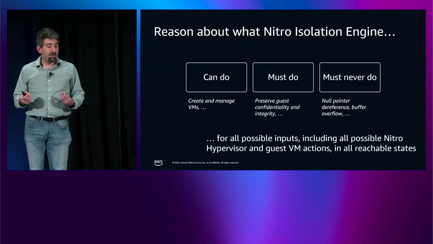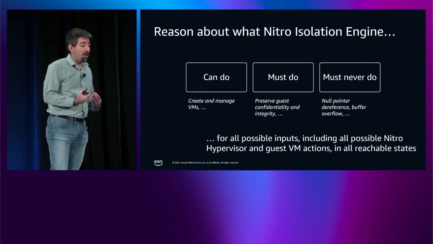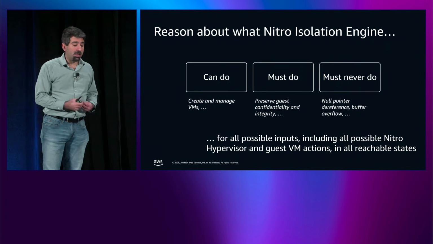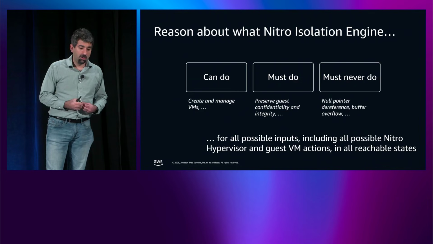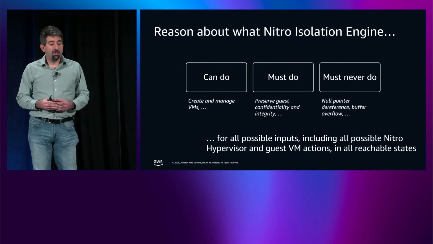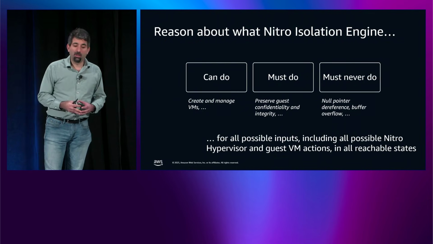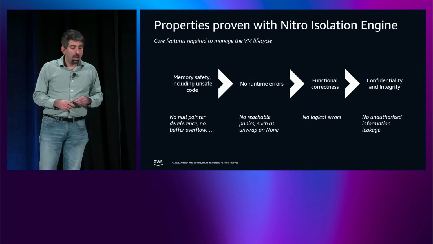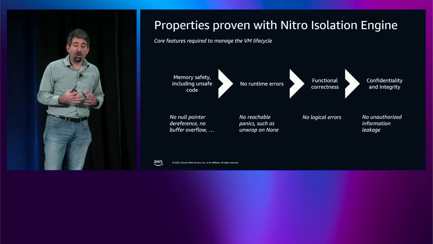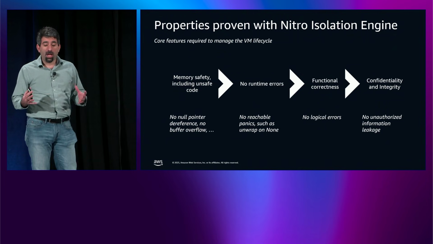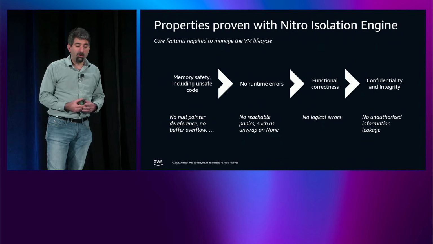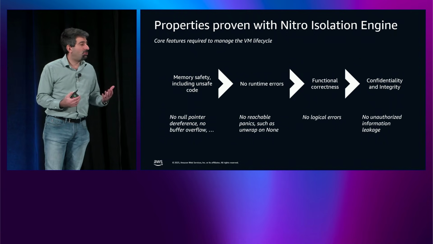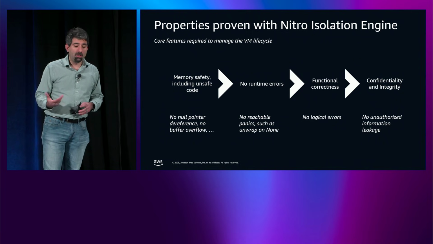For a hypervisor, this means we can create and manage VMs. We must preserve guest confidentiality and integrity. And we must never do things like null pointer dereferences or buffer overflows. But critically, for all possible inputs across all hypervisor and guest actions in all reachable states. And so with the Nitro Isolation Engine, we're proving properties that every hypervisor should have, but few can prove that they do have. We're proving memory safety, not just because we're using Rust, but also we can prove unsafe code is also sound.